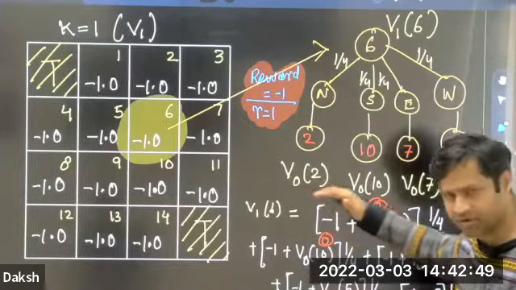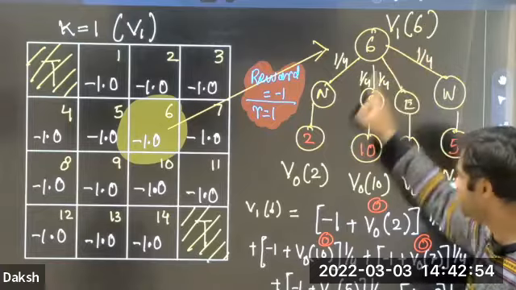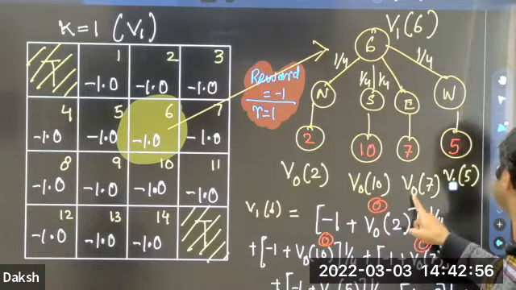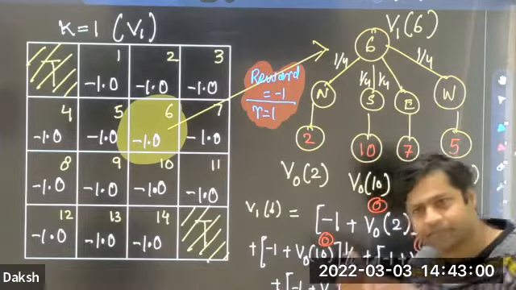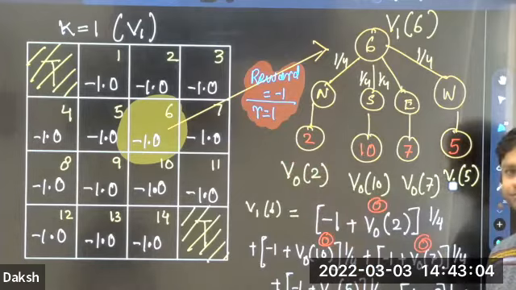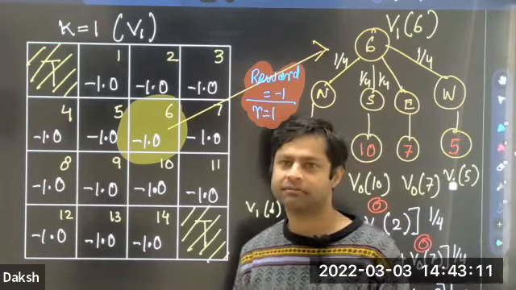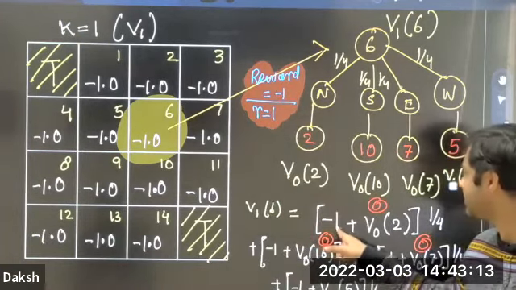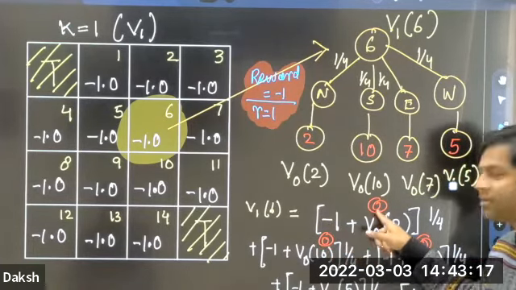V0 we are going to utilize, but I am saying that to compute V1(6), you require V0(2), V0(10), V0(7), V0(5). But all of them are not directly going to be added. For V0(2), if you take one step, what is the reward that you are going to get? -1. So -1 plus gamma, where gamma is 1.